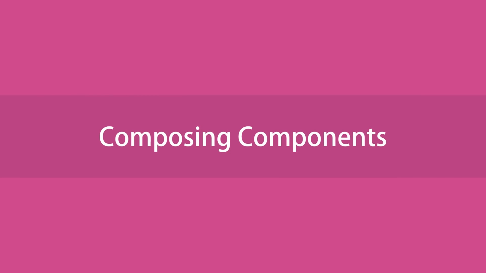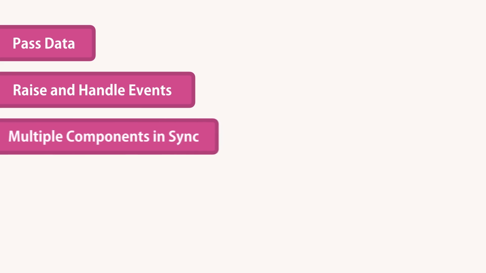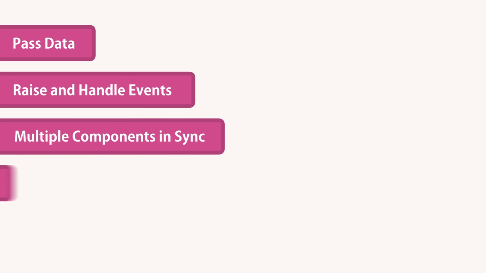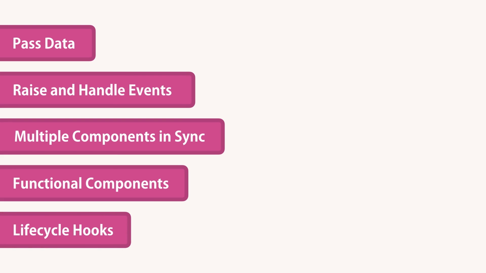In the last section, we worked with single components, but a real-world application consists of a tree of components. So in this section, we're going to look at composing components in React. More specifically, you're going to learn how to pass data between your components. You're going to learn how to raise and handle events, how to have multiple components that are in sync, as well as functional components and lifecycle hooks. These are all very important topics that you will use quite a lot in real-world applications. By the end of this section, you will have a very deep understanding of React components. Are you ready? Now, let's get started.